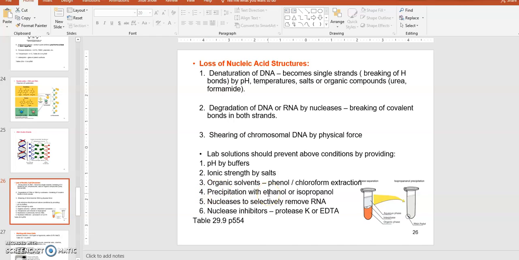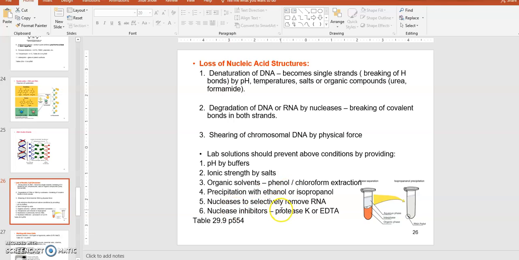Precipitation, same way, your DNA, RNA could come down as a pellet if you add some salt in the presence of strong ethanol and isopropanol. And then you wash your pellet and dissolve it in a TE buffer again. That's a way of cleaning up your DNA, RNA molecules. Nuclease to selectively remove RNA. There are RNA-only chewing enzymes, DNA-only chewing enzymes. Depending on what molecule you use, you can use an alternative enzyme that can remove the molecules that you don't want.